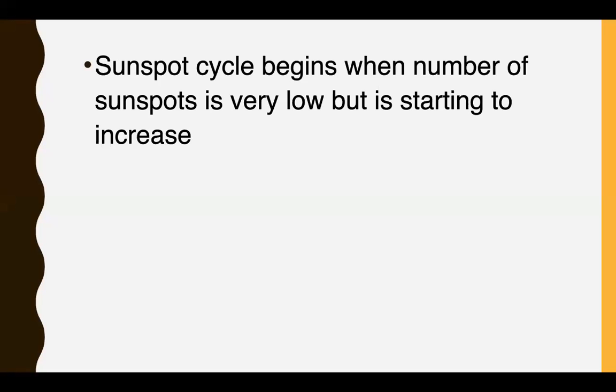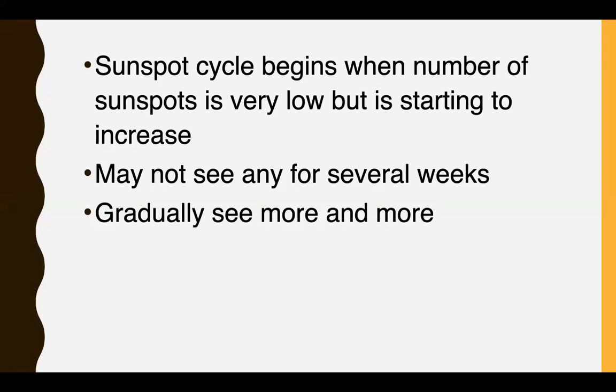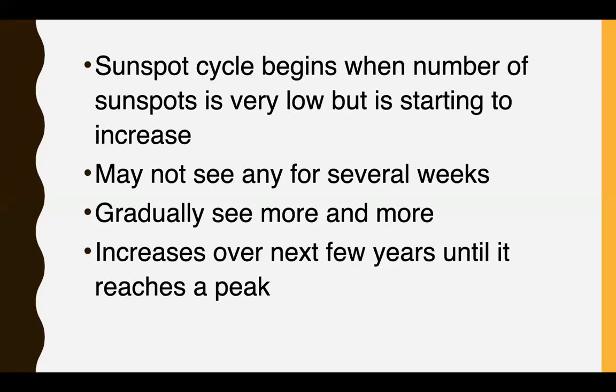Okay. So the sunspot cycle begins when the number of sunspots is very low, but we start to see an increase. You may not see sunspots for quite a while, but you start to gradually see them increasing in number. Again, at the bottom of the sunspot cycle where the activity is very little, if you see sunspots, they will appear at the equator. But as you get into the peak of the sunspot cycle, the sunspots move halfway between the equator and the poles.